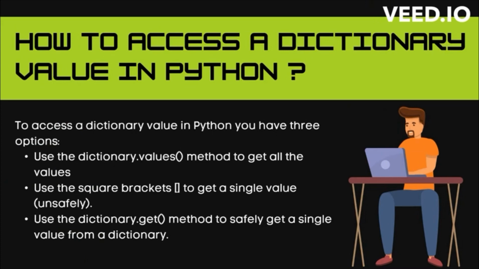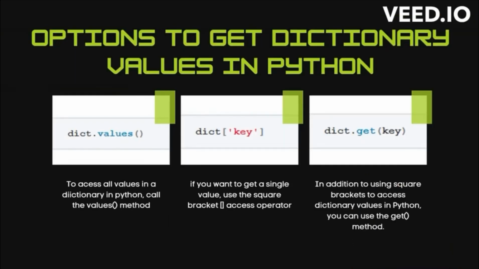How to access a dictionary value in Python? To access the dictionary value in Python, you have three options. You can use the dictionary values method to get all the values in the dictionary, and you can also use square brackets to get a single value, and also we can use the dictionary get method to safely get a single value from a dictionary. And here are the options to get dictionary values in Python.